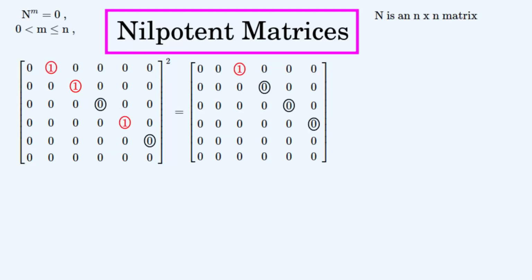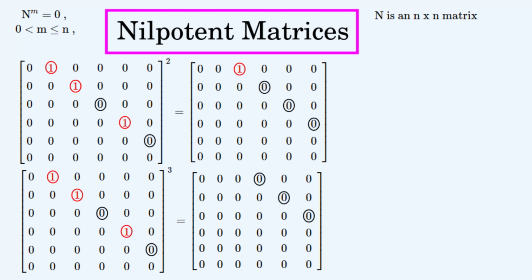We can write this equation using power notation, and we can see that raising it to the third power, or cubing it, will be enough to make it into the zero matrix. So we can say that its index is 3 because of this.